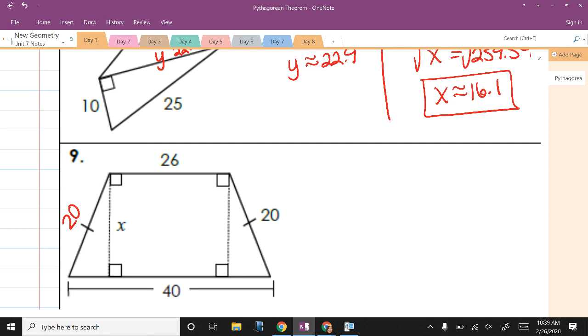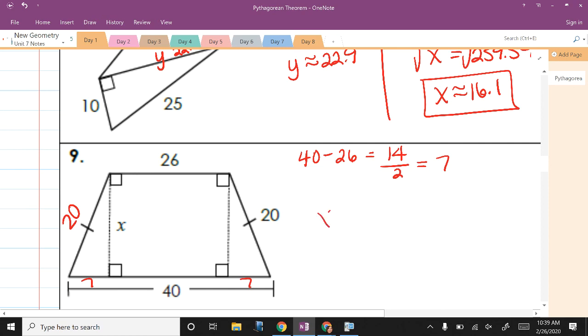Okay. Because this side right here is 26, whatever's left over will have to be added together right here. So what is 40 minus 26? 40, ooh, my handwriting. 40 minus 26 is 14, and then divide it by 2 and get 7 on each side, right? And then you would set it up x squared plus 7 squared equals 20 squared. So I'm not going to finish that, but is everybody okay with that? Y'all see how we did that?